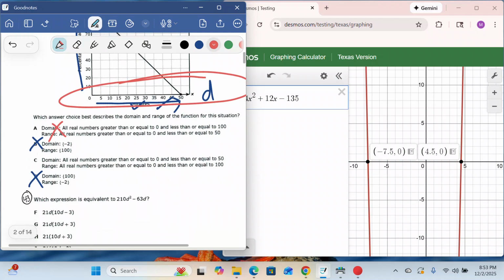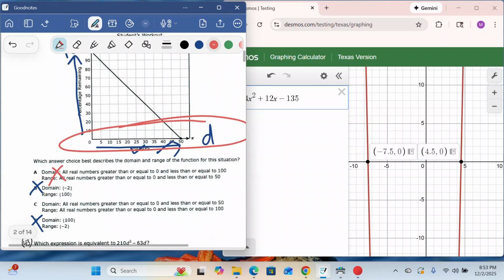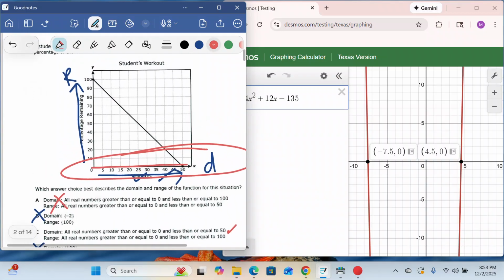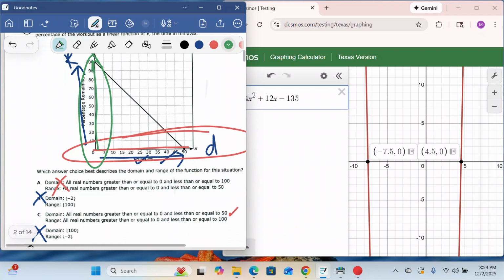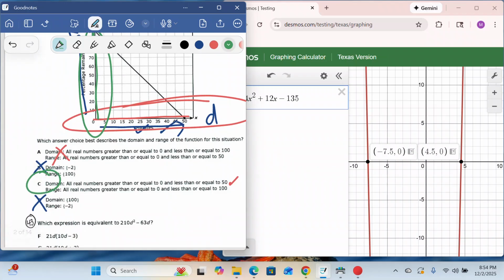Let's look at C. Domain, all real numbers greater than or equal to 0 and less than or equal to 50. Look at your domain. It ranges from 0 all the way to 50. That is correct, so this is a correct answer. And our range is all real numbers greater than or equal to 0, less than or equal to 100. So I look at right here in green. This is my range, 0 to 100. The correct answer choice is C.